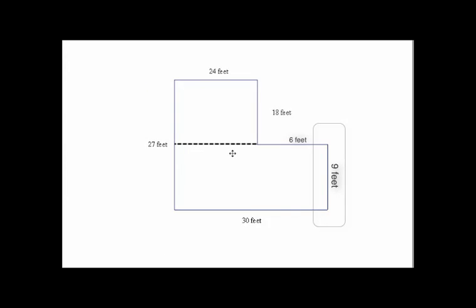Now to find the area. Remember again that this width here is 6 and this height here is 9. We got that because 18 plus 9 is 27, and 6 plus 24 is 30. So one way of finding the area is to cut this into two separate rectangles. Here we see a rectangle that has a width of 24 feet and a height of 18 feet, which gives us an area of 432 square feet.